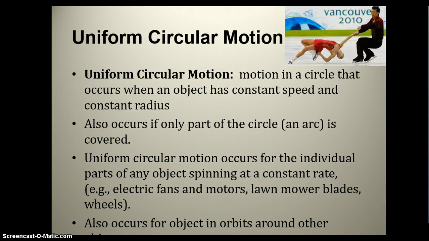The one thing that I just want to remind you is that for uniform circular motion, we are saying that the speed of the object as it goes around in a circle is constant. So the speed is constant, the radius is constant. Two of those things that are constant.